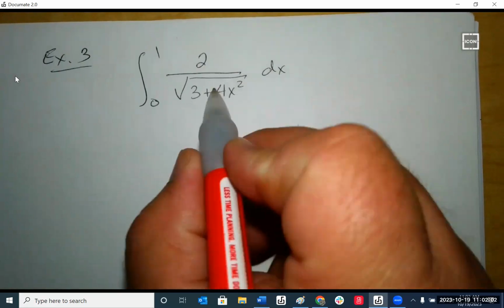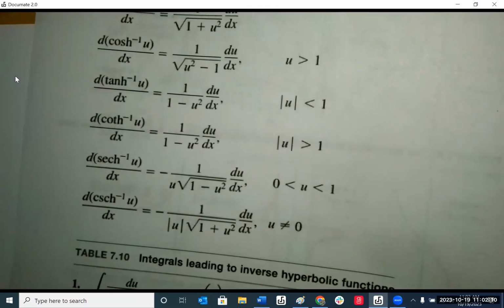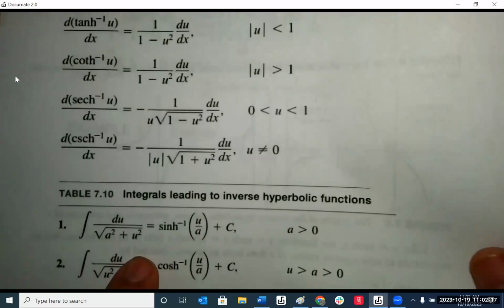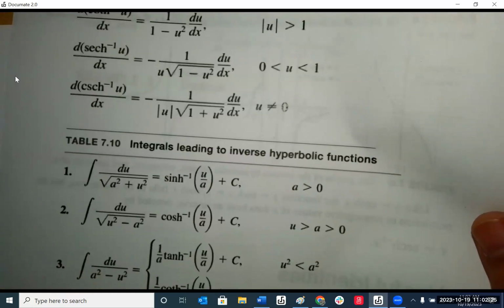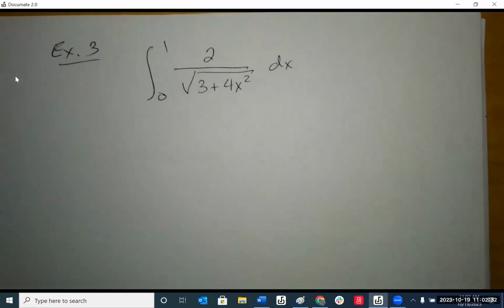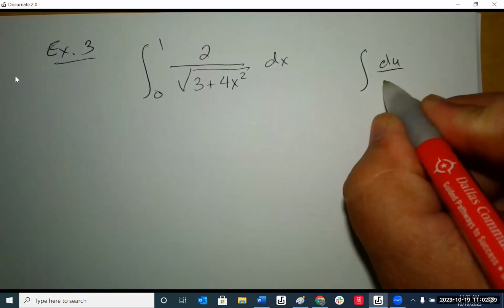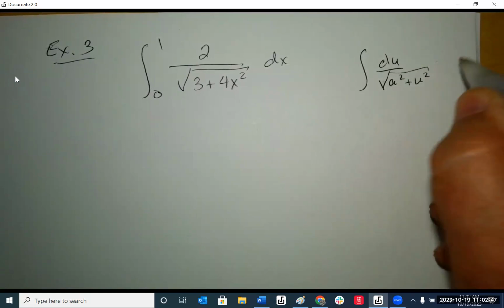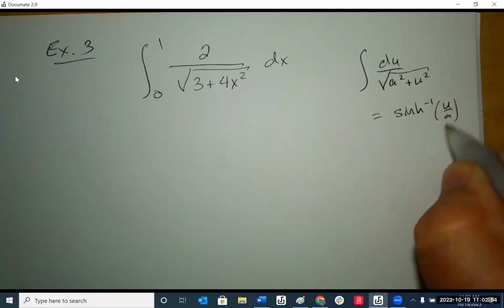So what this looks like out of these, since we have numbers in both of those, we have to have one that's an a squared plus. So this is the one we'll have to try to use. That's a u squared minus a squared. So the only one we can try to use is this top one, and that's going to be replaced with the sine function. So what we have is du over square root of some number squared plus some function squared, and that equals the inverse hyperbolic sine of u over a plus c.